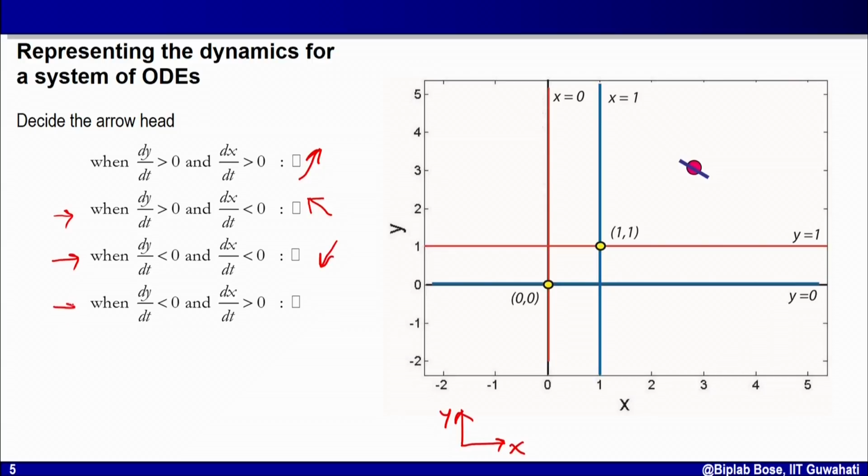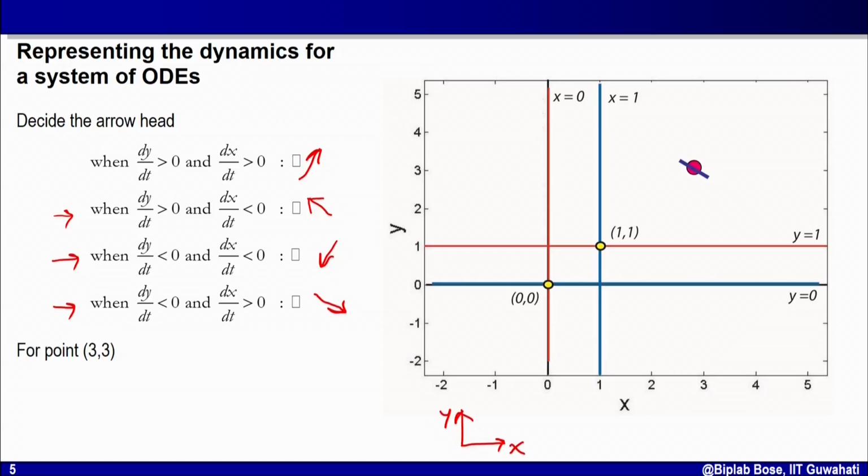When the fourth case comes, when dy/dt is less than 0 but dx/dt is greater than 0, then I can have an arrow in this direction. That means x will increase along the horizontal axis, and y will decrease along the vertical axis. So this is the thumb rule that we can use, and it's a very easy thumb rule. So let us go back to our point (3, 3) and calculate what the arrowhead direction will be.